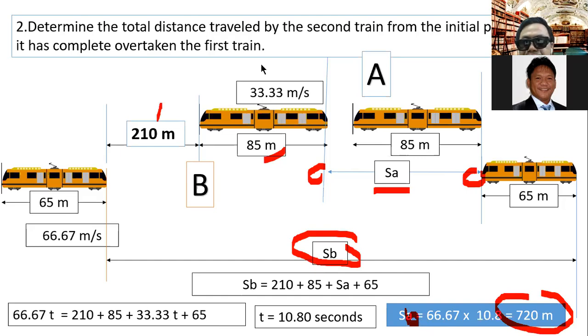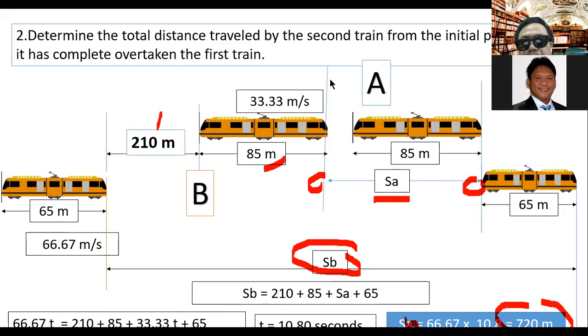Anyone got the correct answer? We'll check. Okay. Just checking from the Google Forms how many are able to get the correct answer. 719 or 720 is correct. Yeah, 294.97 or 295, that's correct. There's also 720 meters, yeah, it's correct. Oh, actually, three got the correct answers. Okay, it's very good.